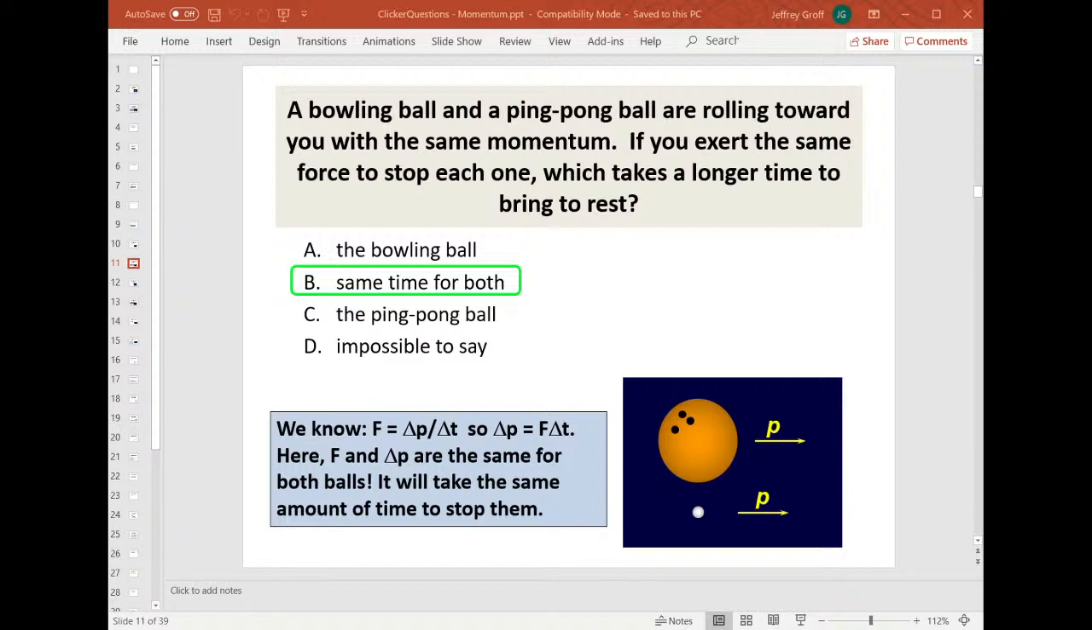So which follow-up question here, put it in the comments. If the ping pong ball and the bowling ball have the same momentum to start, which one is traveling faster?